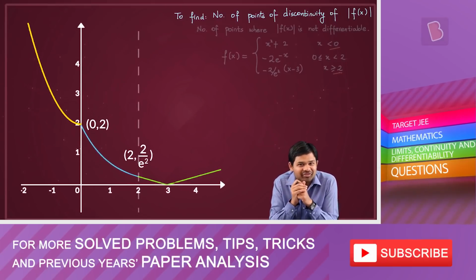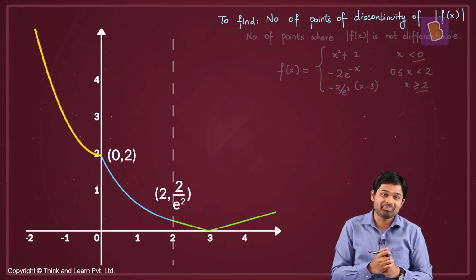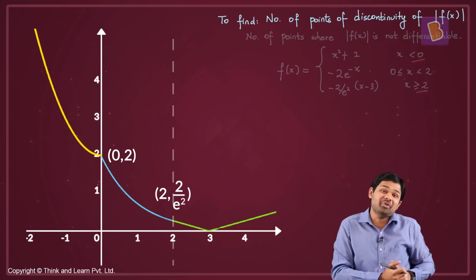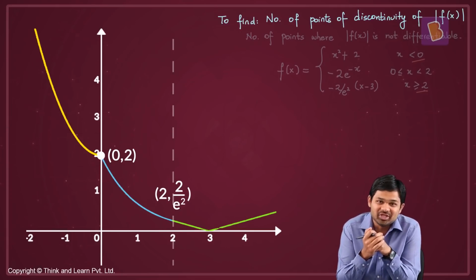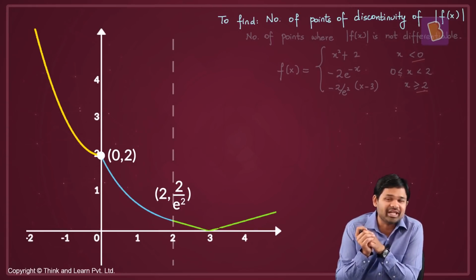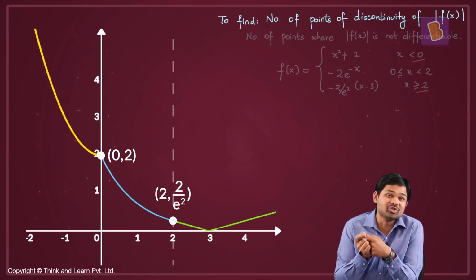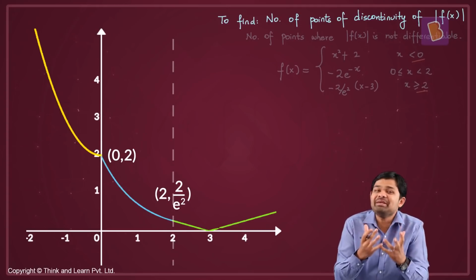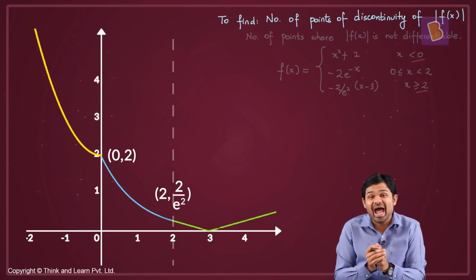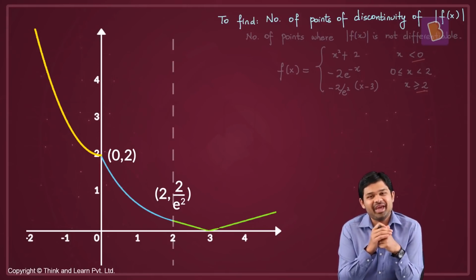Now look at the graph of the function. Wow, it's a very, very interesting question, because now this function is not discontinuous anymore, because at x is equal to 0, both on the left hand side and the right hand side, the value of the function is very close to 2. At x is equal to 2, the value of the function is very close to 2 over e square. A very beautifully designed question, isn't it? So the function is in fact discontinuous at 0 points. The function is continuous everywhere.